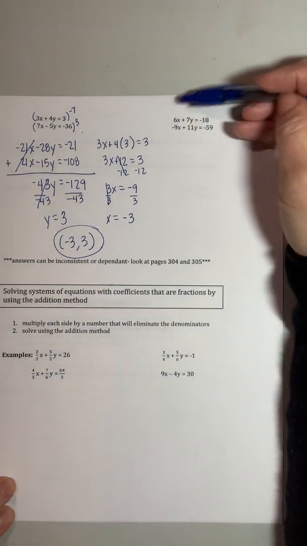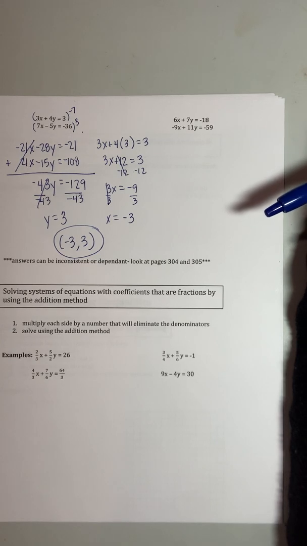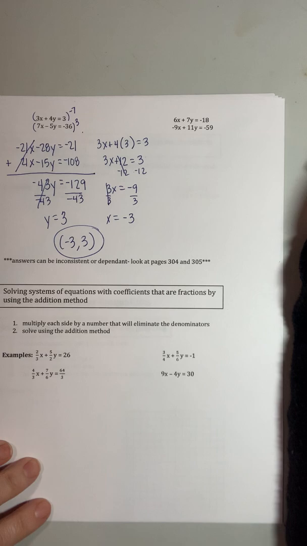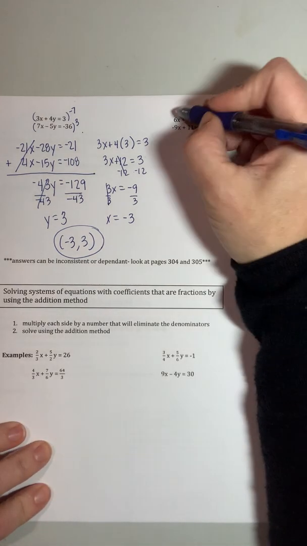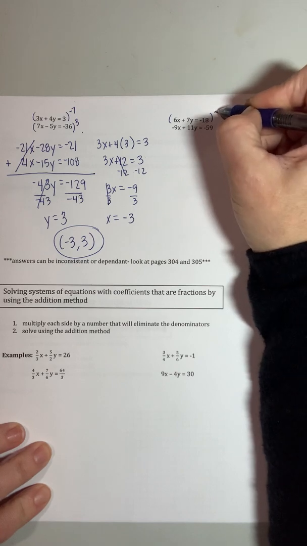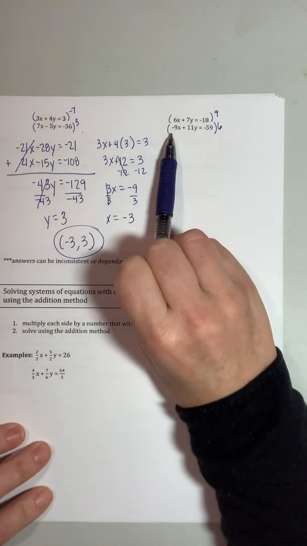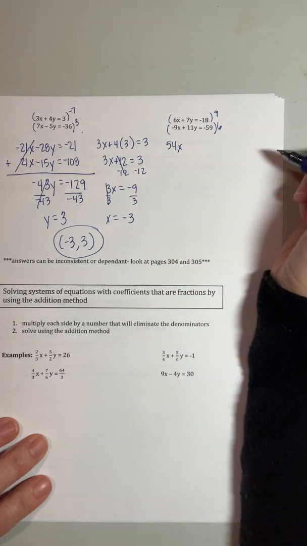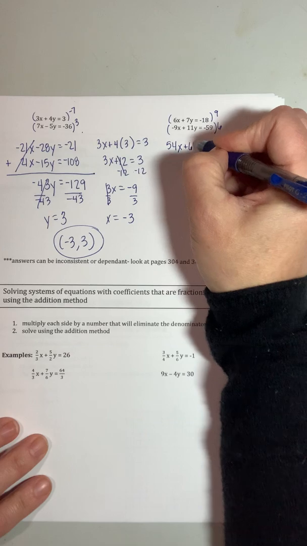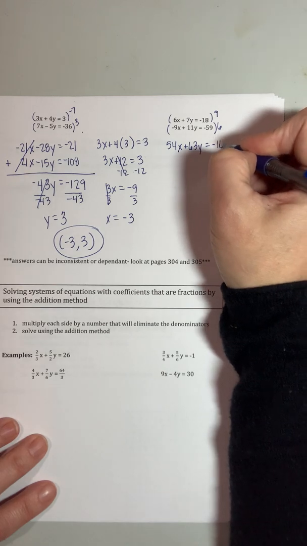Next one. I don't have matching ones, so I have to come up with a way to get matching ones. And these are kind of big numbers, so we're going to have some big numbers, but it's still going to work out okay. So let's just go with the 6 and the 9 since they're kind of the smallest. So that means I have to multiply this top one by 9 and the bottom one by 6. I don't have to make one of them negative because I have a negative here, so we're good. So 9 times 6x is 54x. 9 times 7 is 63y. 9 times negative 18 is negative 162.